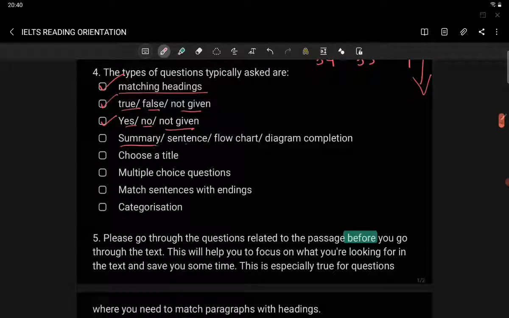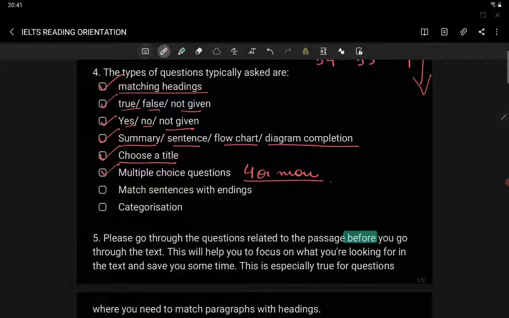Then you may get summary, sentence, flowchart, or diagram completion. This is like fill in the blanks. You might get a paragraph in some, like a summary in paragraph form, or a sentence, or a flowchart if there is a procedure, or a diagram which you will have to complete. Then choose a title. You may be asked to choose a title for the paragraph or for the entire passage. Then multiple choice questions. In multiple choice questions, there can be 4 or more choices, and you can be asked to pick one or more than one.